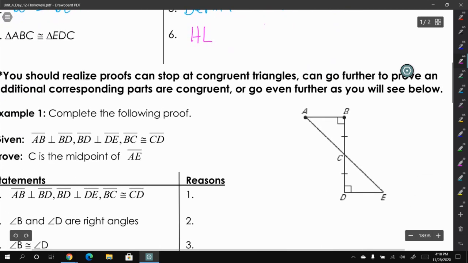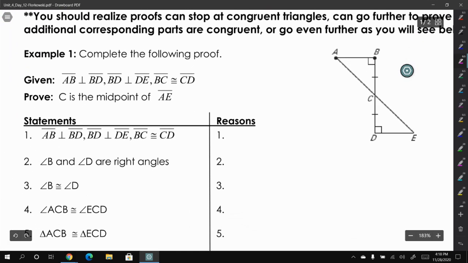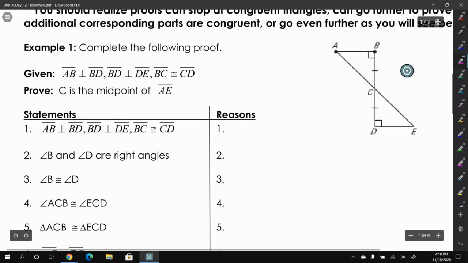Now down here, we're going to take our proofs a little bit further. We want to prove that point C is the midpoint of AE. So we have point C right here, and we want to prove that it cuts AE in half. We have AB is perpendicular to BD, BD is perpendicular to DE, and BC is congruent to CD. All that information is given, and it's already marked for us. We have our right angles marked, and we have our two congruent sides marked right here.